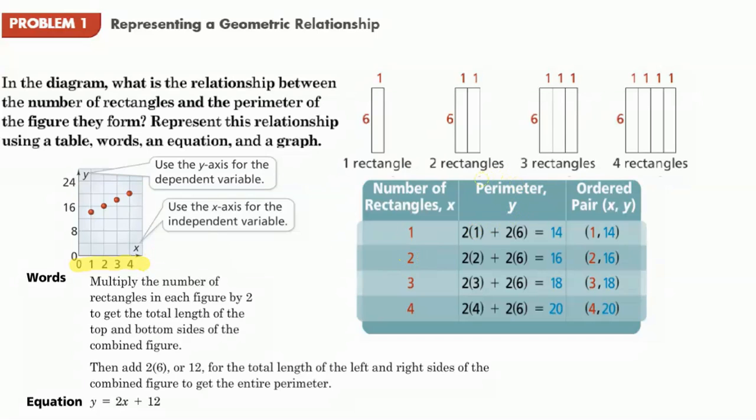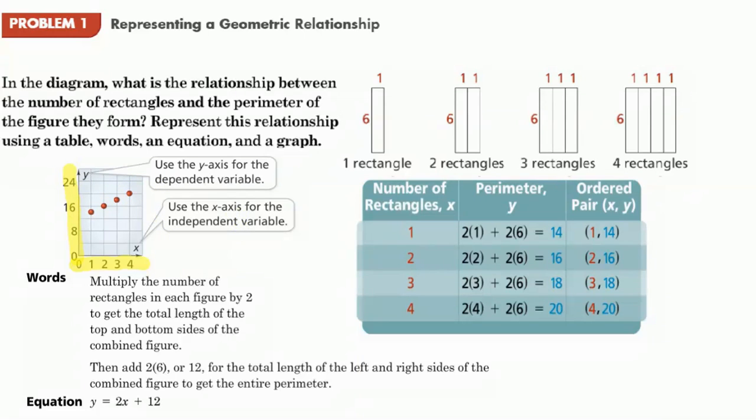And for the y, the perimeter, well, that's going to be our y value here, our dependent variable, and our values went from 14 to 20. So we need to find something reasonable that fits within that range. So we're going to go from 0 to 24. You don't want to go up to 100, it wouldn't make any sense. And then we plot the points, and there's our graph.